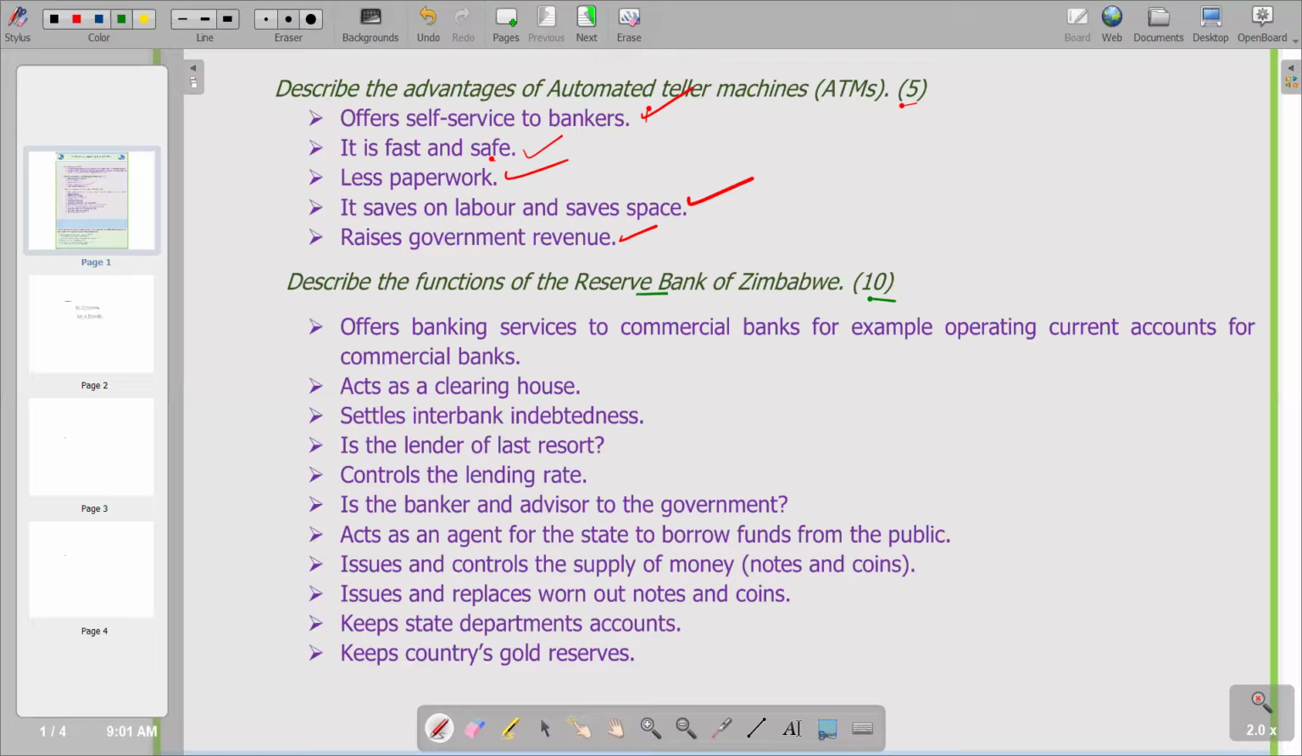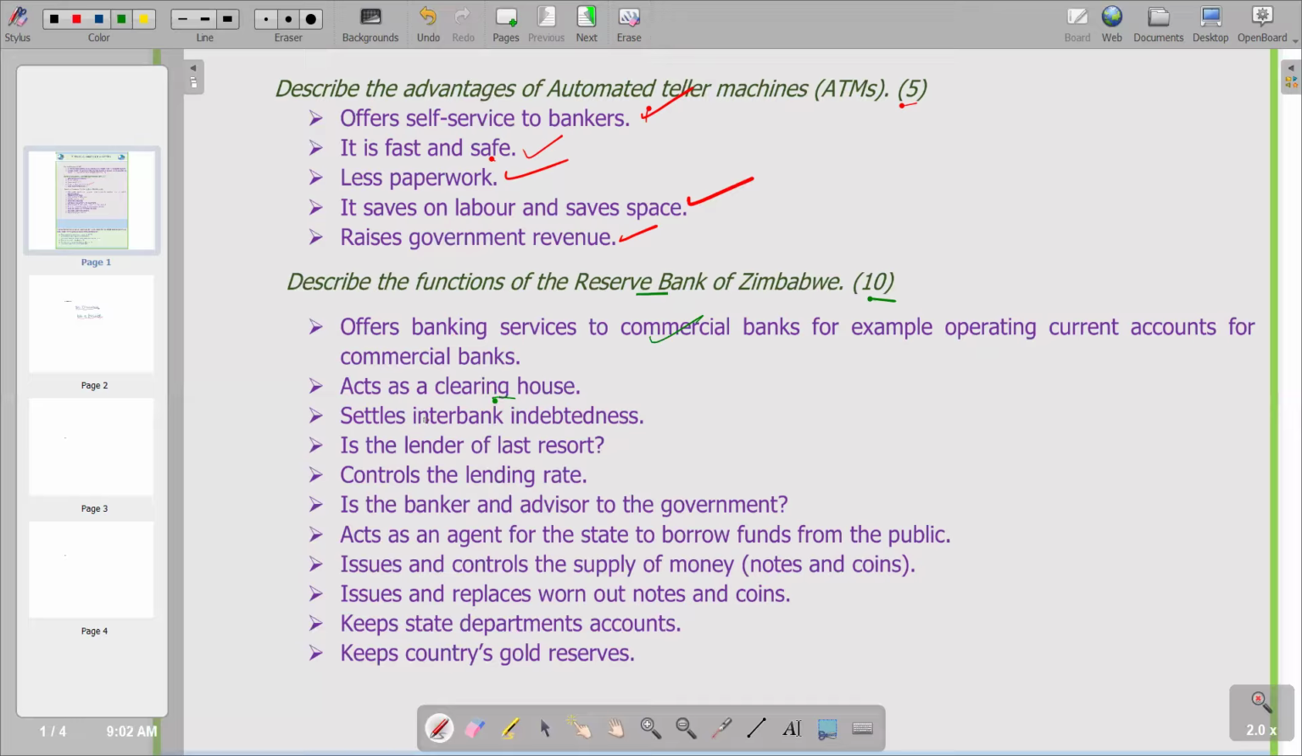So the first one is saying offers banking services to commercial banks, for example, operating current accounts for commercial banks. So this is exactly what I was explaining, that it is a banker to all banks. It offers banking services to commercial banks. So this becomes one of the functions. And then you go to the second one, acts as a clearinghouse. So maybe you'd want to understand what we mean by a clearinghouse. A clearinghouse is a financial institution formed to facilitate the exchange of payments. So that's what we mean by clearing. That's the function that is also being served by the Reserve Bank of Zimbabwe, the central bank.